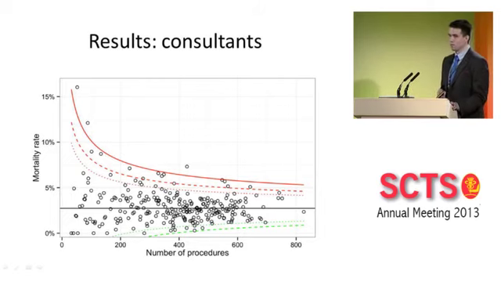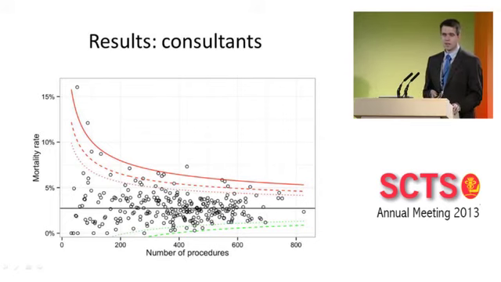I can't remember off the top of my head how many amber and yellow outliers there were, but this data is reported to the SCTS, and it then goes onto the website where if you were to click your surgeon, you can find out who these people were.